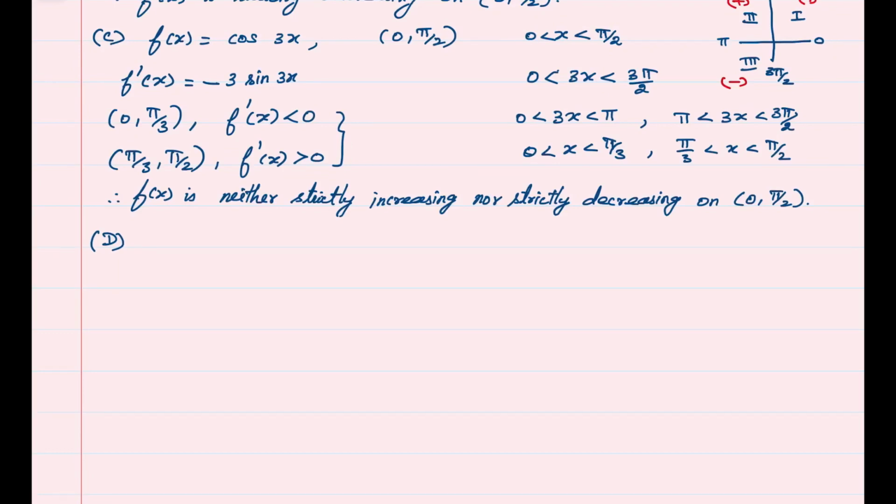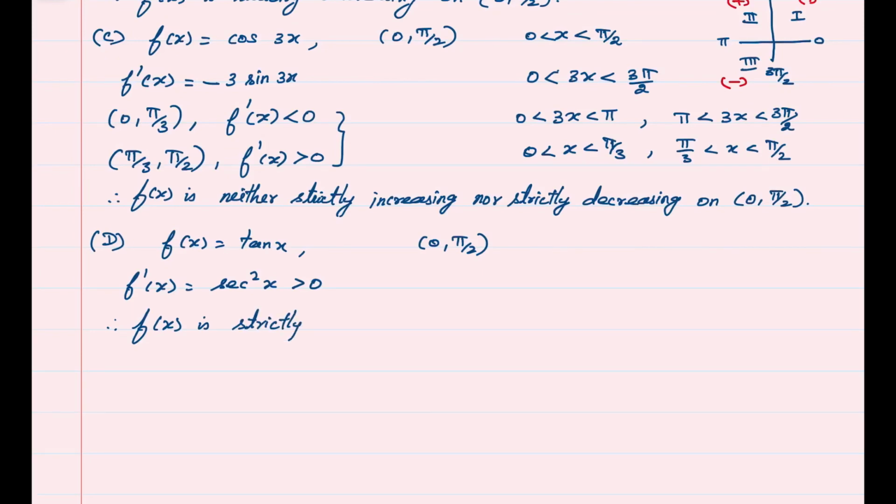D subdivision, let f of x be tan x and the interval given is 0 to pi by 2, open interval. f dash of x is secant square x. We know that secant x does not take the value 0 at all for any value of x, and we have square for this function. So, it is always greater than 0. Therefore, f of x is strictly increasing on open interval 0 to pi by 2.